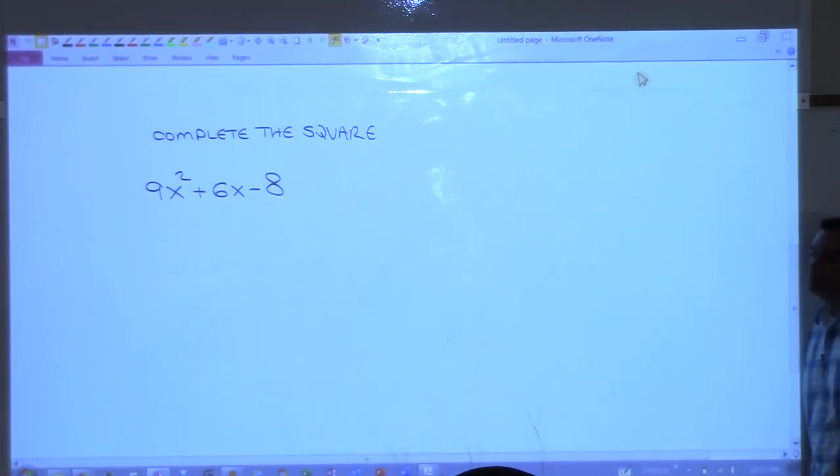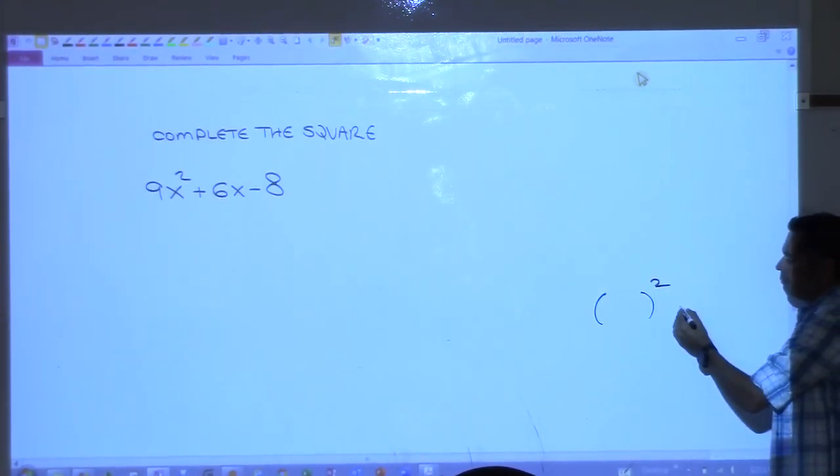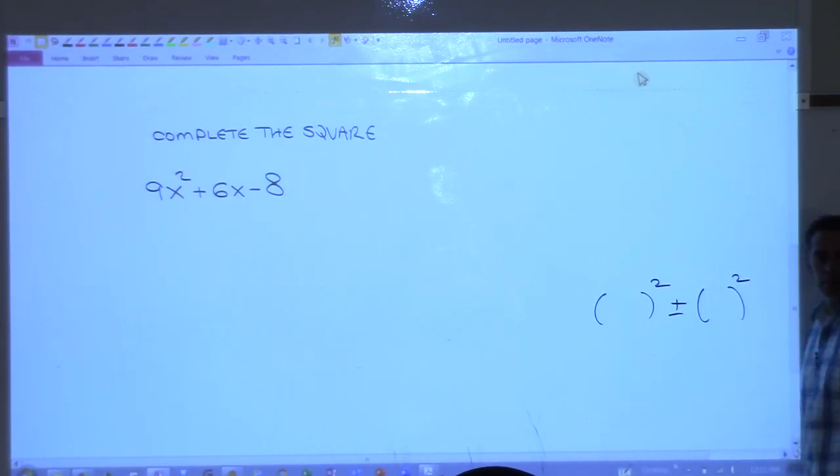No, that's something else. So what is the idea behind completing the square? What are you trying to do? You're trying to take that expression and turn it into something squared plus, and it could be minus, something squared. That's what you're trying to do. You're basically trying to turn it into something squared plus or minus something squared. That's called completing the square.